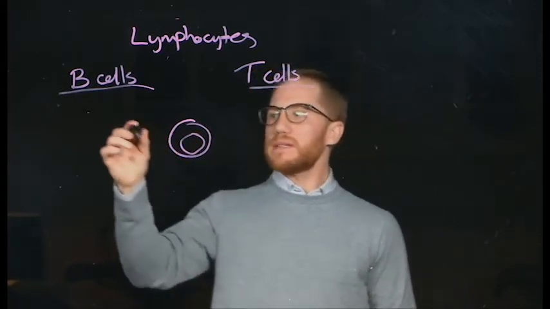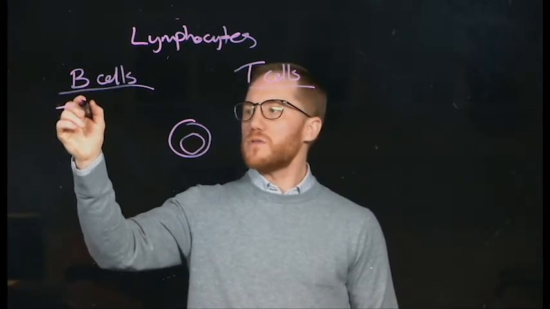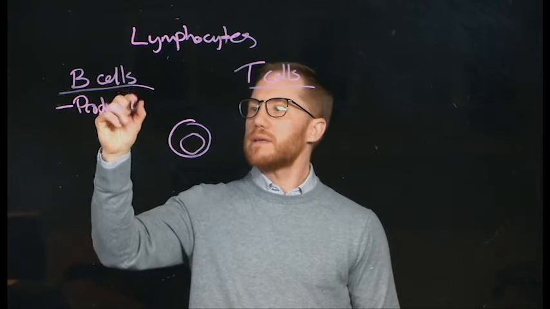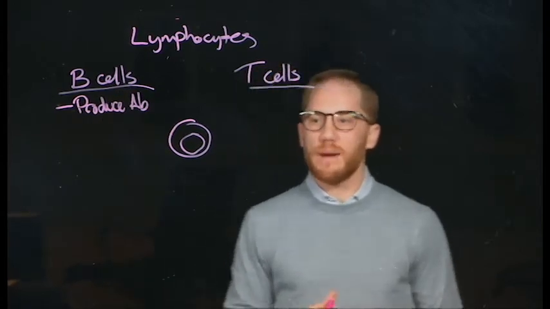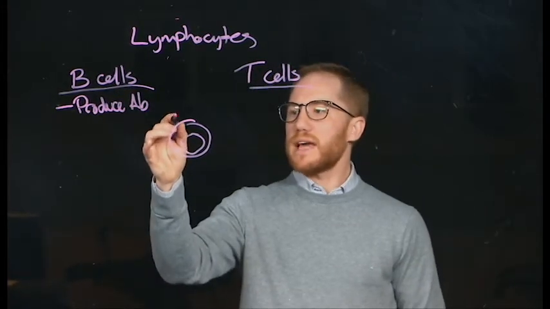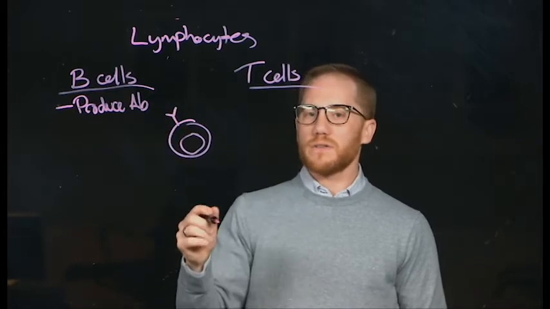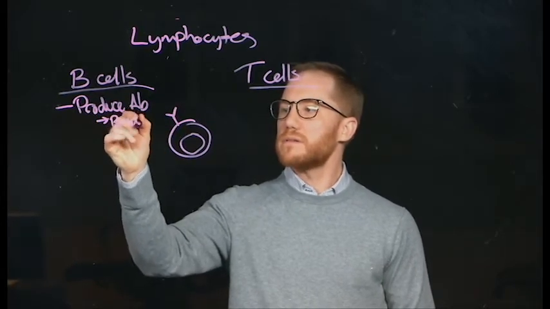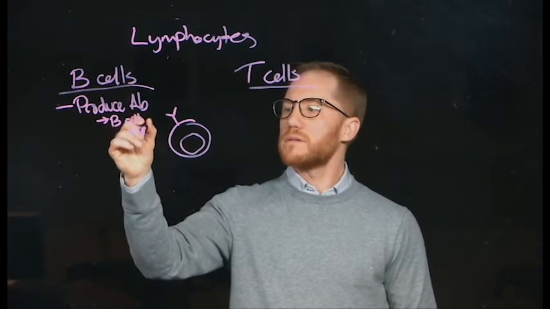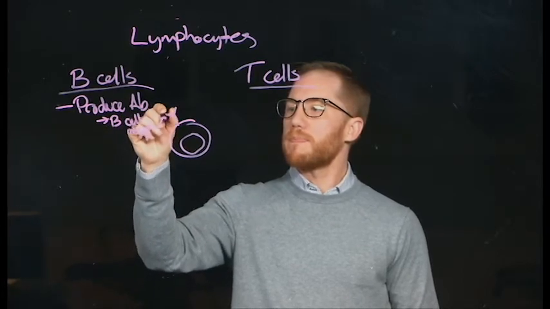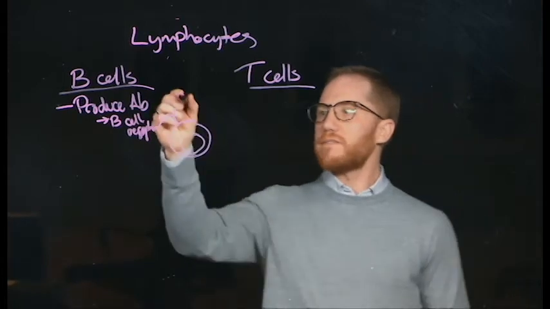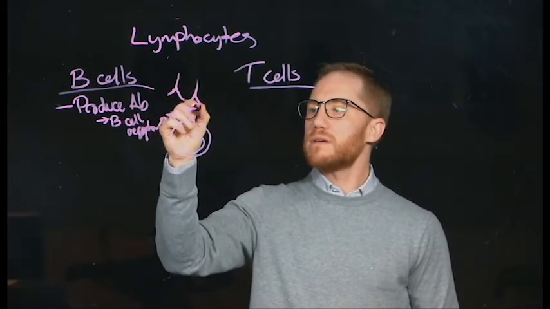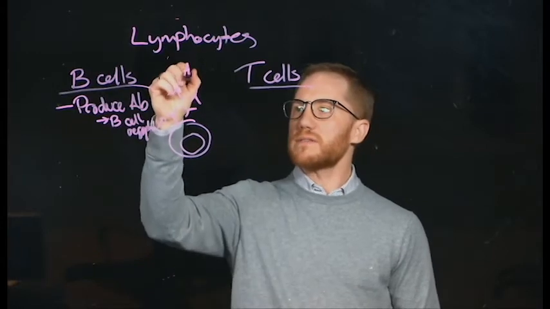But B cells, their main role is to produce antibody or immunoglobulins. And remember that B cells can actually have antibody bound to their surface, and we call that a B cell receptor. Or they can have immunoglobulin that's soluble and floating around, and we call those antibodies, abbreviated AB.